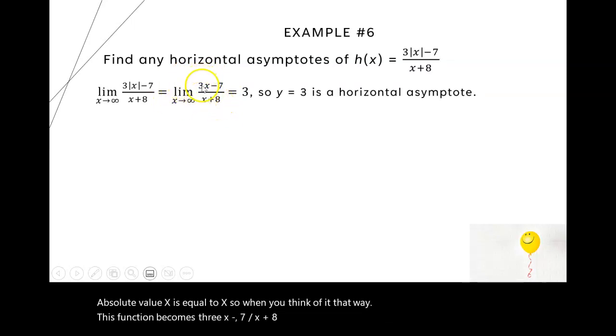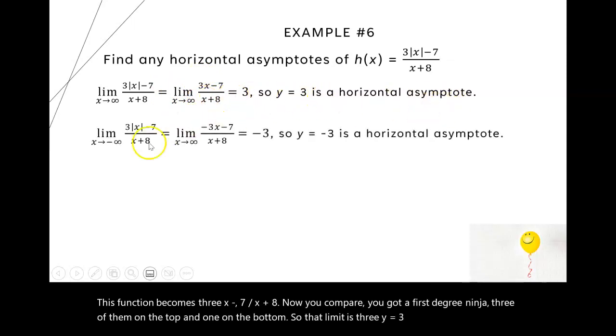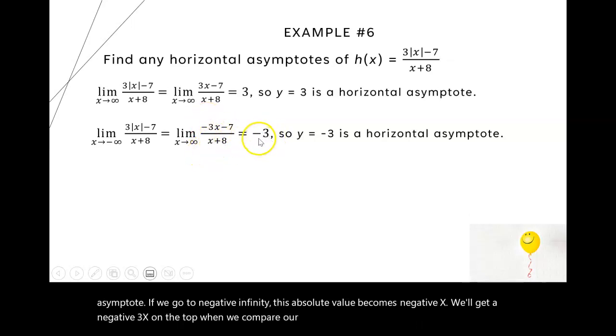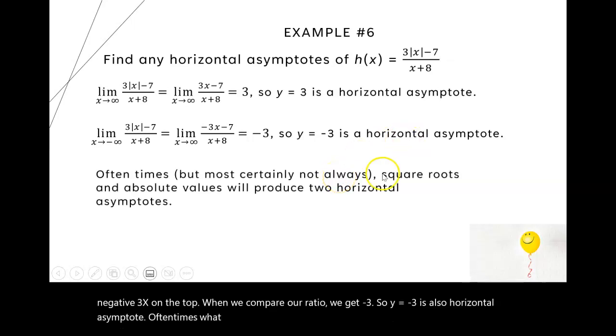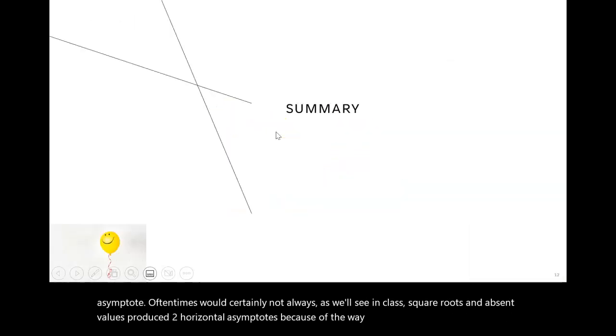Now you compare: you've got a first degree ninja, 3 of them on the top and 1 on the bottom, so that limit is 3, and y equals 3 is a horizontal asymptote. If we go to negative infinity, this absolute value becomes negative x, so we get a negative 3x on the top. When we compare our ratio, we get negative 3, so y equals negative 3 is also a horizontal asymptote. Oftentimes, but certainly not always, as we'll see in class, square roots and absolute values produce 2 horizontal asymptotes because of the way those functions operate.